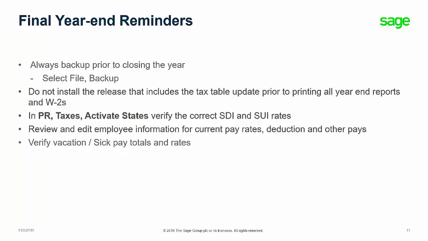Here are a few things to remember before processing checks for the new year. Always make a backup prior to closing the year. Select File and Backup, and then be sure to select your company that you want to back up. Another, do not install any release that includes the tax table updates for 2020 prior to printing all year-end reports and W-2s. Once the year is closed, go into Payroll Taxes, activate states, and verify the correct SDI and SUI rates. Review and edit employee information for current pay rates, deductions, and other pays. Verify any vacation and sick pay totals and rates to make sure that they are matching the 2020 amount.